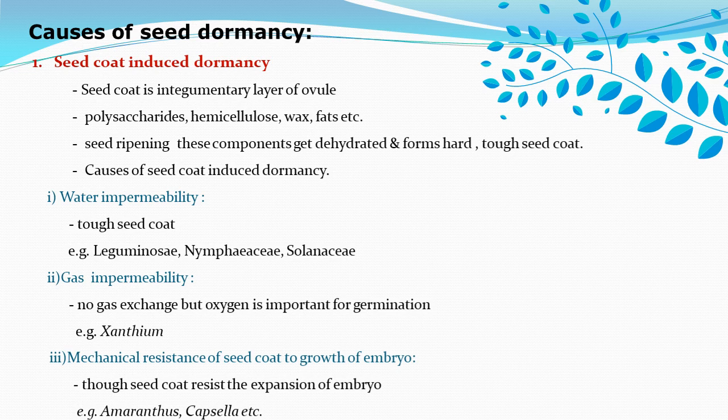So, this is the first important cause of seed dormancy, the presence of a tough seed coat. Due to this tough seed coat, there is water impermeability and gas impermeability which resist the germination of seed. And finally, this tough seed coat creates mechanical resistance due to which there is no growth of the embryo and so there is no seed germination. So this is the first cause of seed dormancy.